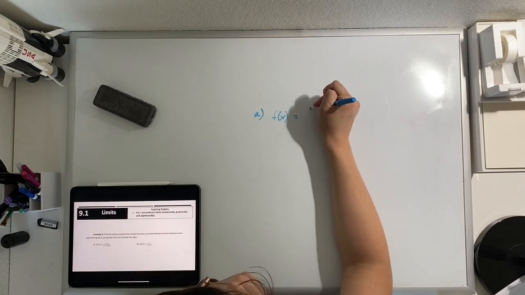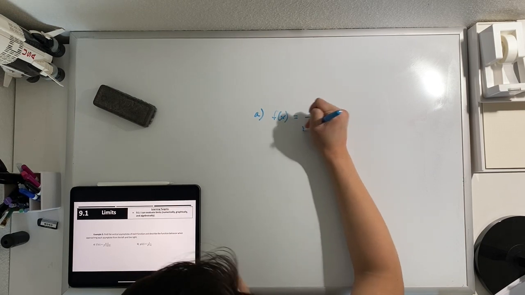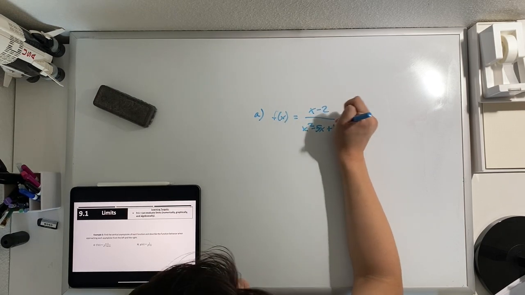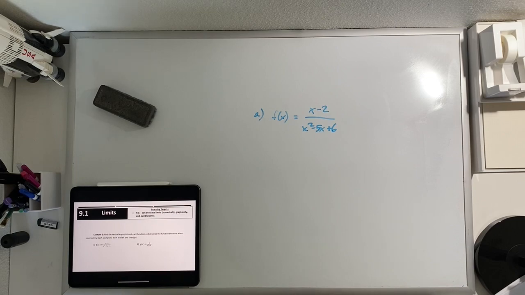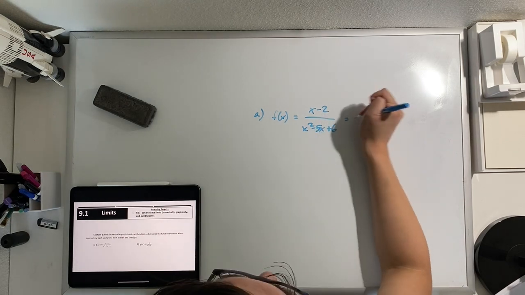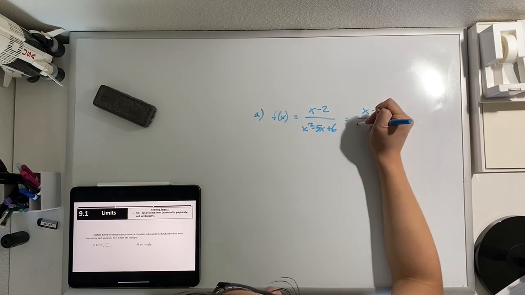For now, let's look at f of x equals x minus 2 all over x squared minus 5x plus 6. We do need to simplify this completely first, because if anything cancels in the denominator, it's not a vertical asymptote, it's simply a hole in the function. So let's factor the denominator.